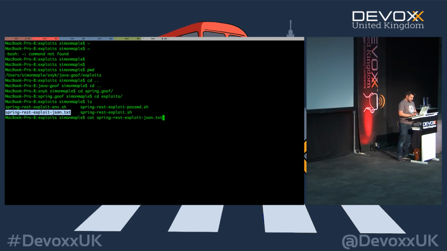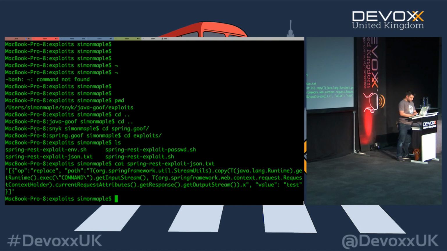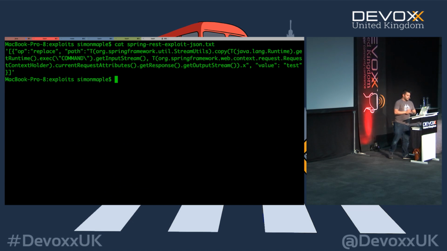I'm going to cat this JSON. And this JSON is effectively providing the command that I actually need to run. It's going to be effectively getting the runtime, performing an exec, and then passing a command, which I'm going to substitute later.